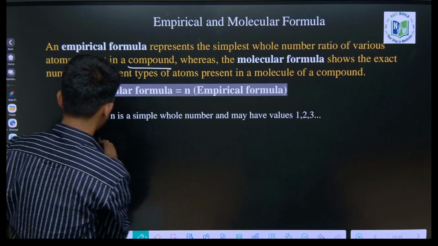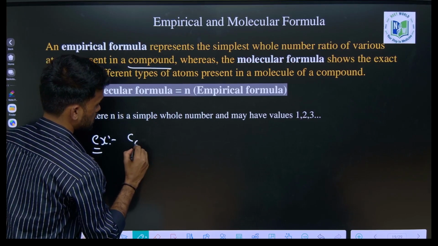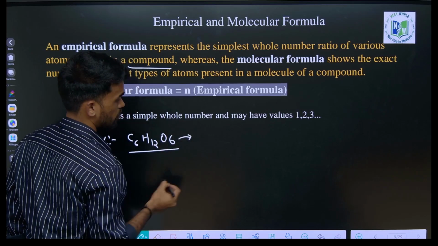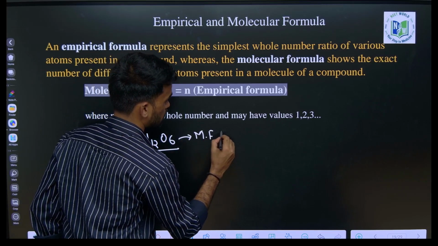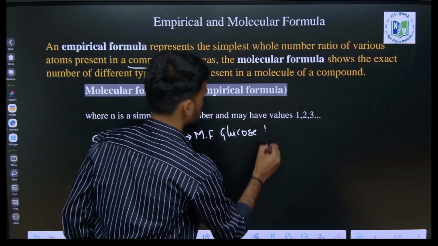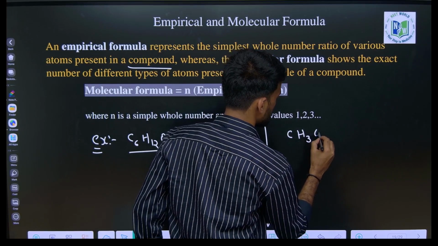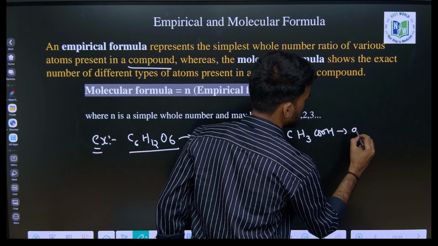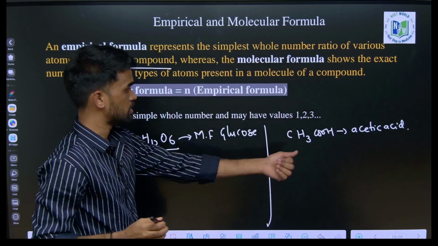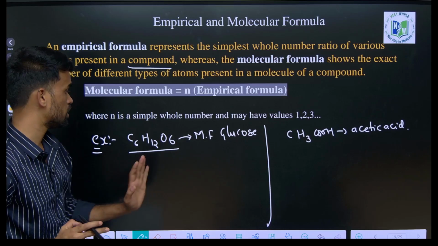For example, let us say C6H12O6 is a molecular formula, MF means molecular formula, for glucose, right? Whereas CH3COOH, this is for acetic acid, right? Acetic acid molecular formula. This is for glucose, this is for acetic acid. So this is how we can write molecular formulas. These both are molecular formulas.